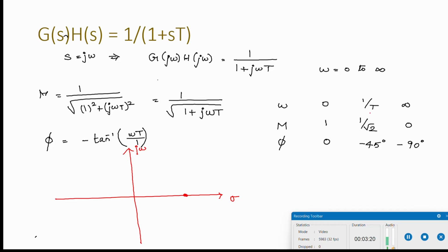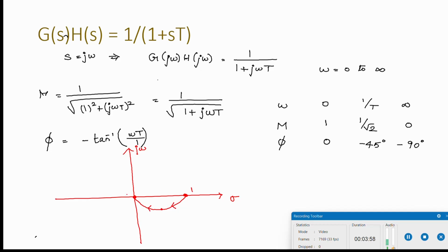For omega equal to 1 by T, M is 1 divided by root 2 and my angle will be minus 45. Approximately, my point will be here. And for M equal to 0, my angle will be minus 90 degrees. So 0 at minus 90 degrees. So my graph will be like this.